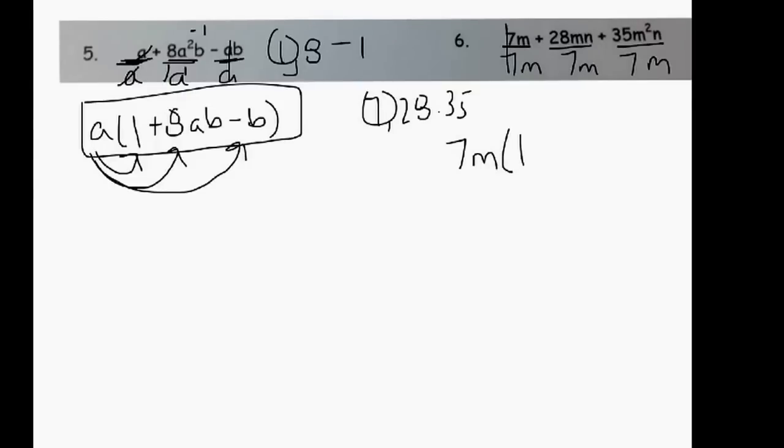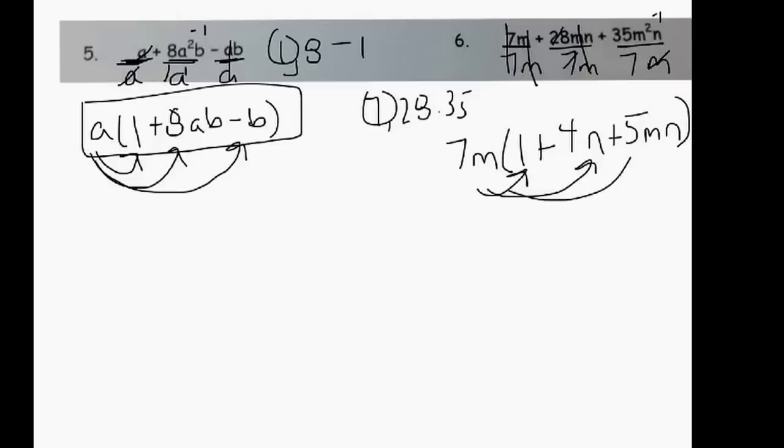7 divides into 7 and leaves us with 1. M and M cancel. 7 goes into 28 and leaves us with 4. M and M cancel. 7 goes into 35 5 times. M minuses out one of those and leaves you with 1 M. Nothing happens to the N. So that's the answer. Triple rainbow to check.